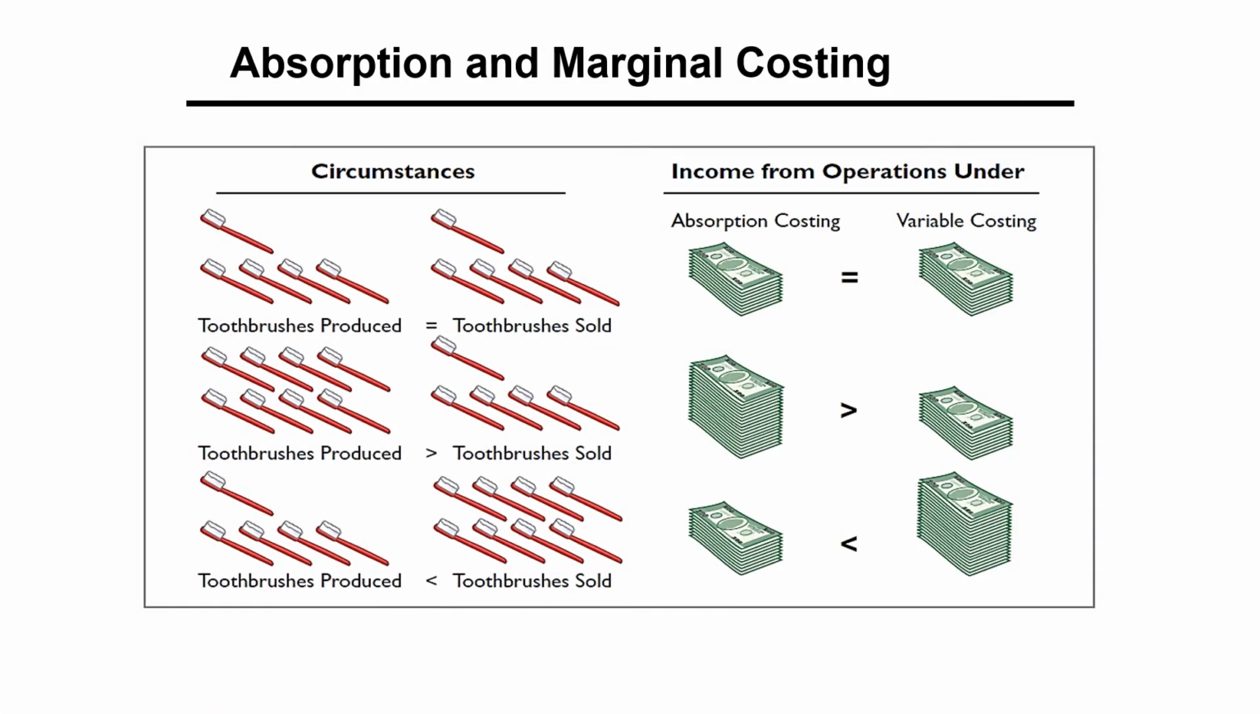Let's see the effects the two methods have on calculating operating income. There are three different scenarios to consider. 1. When units produced equal units sold, operating income under absorption costing equals marginal or variable costing. 2. When units produced are more than units sold, operating income under absorption costing is greater than marginal or variable costing. 3. When units produced are less than units sold, operating income under absorption costing is less than marginal or variable costing.